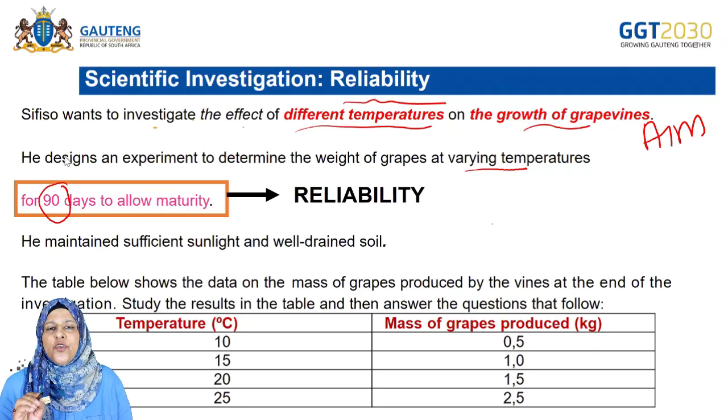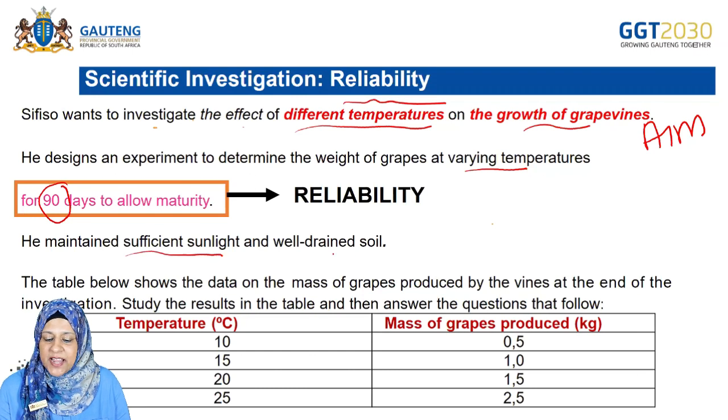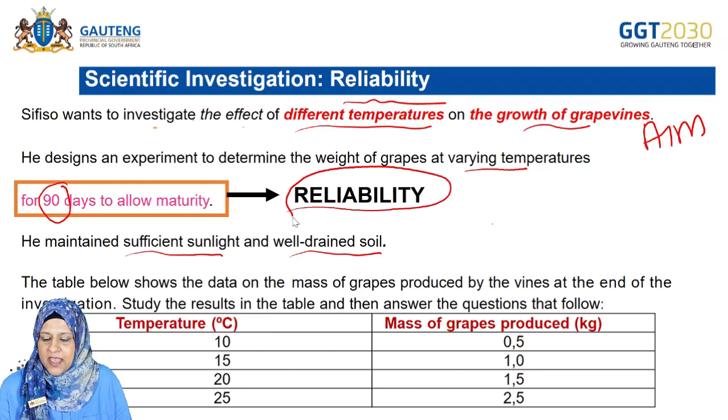Another example is if you are taking the average of the class. If you take 2 people, you're going to get a certain number. But if you take 40 people, you're going to get closer to the true result. Okay, so that's what reliability is. Now, he maintains sufficient sunlight and well-drained soil. That speaks to experimental design. That is validity. How long he did the experiment for and how many participants he used, that speaks to reliability. So you must know the difference.